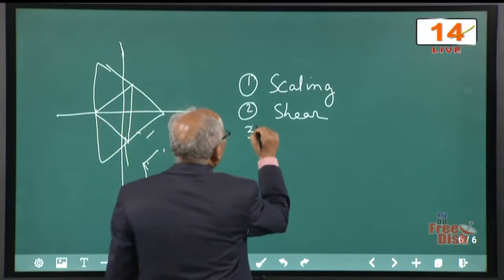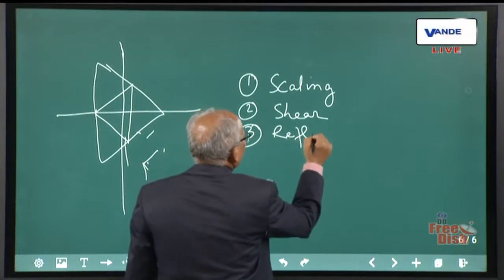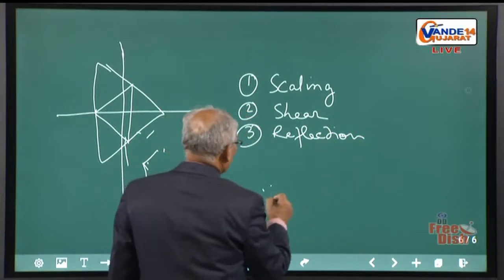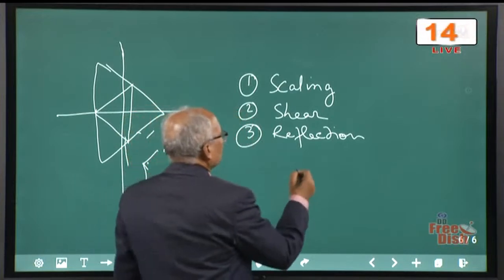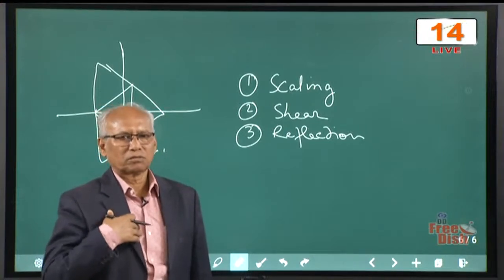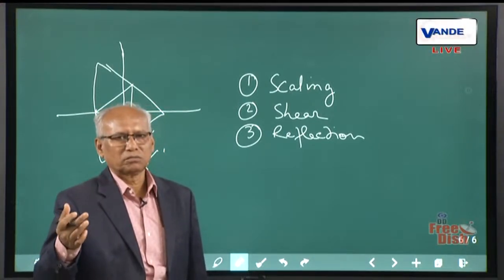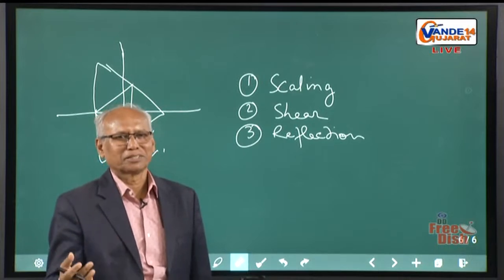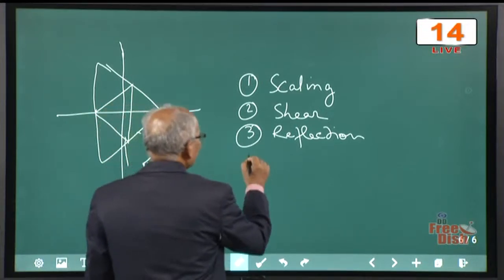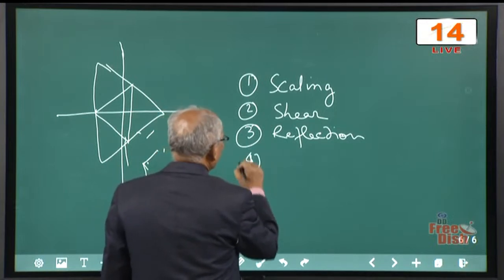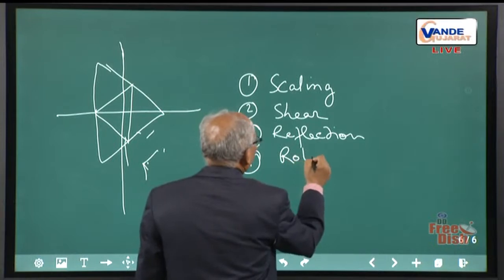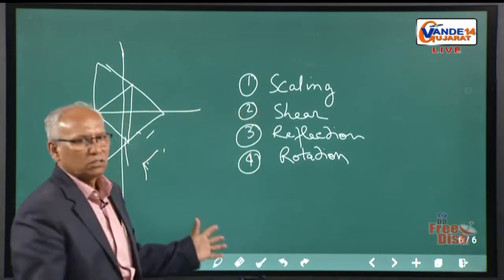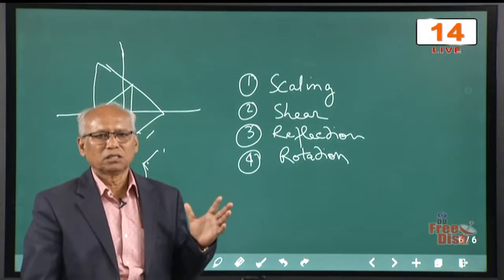Then reflection. Reflection, if we stand somewhere, then our image is reflected in a mirror, and that is also one type of movement, and it has many peculiar properties. And then rotation.